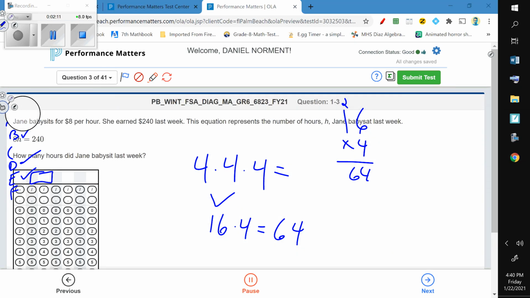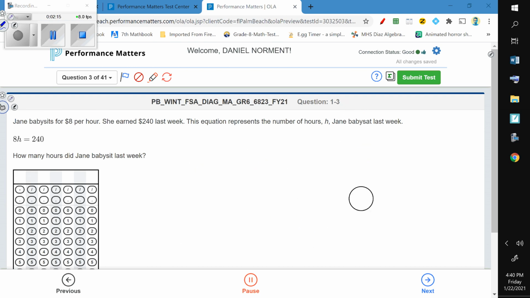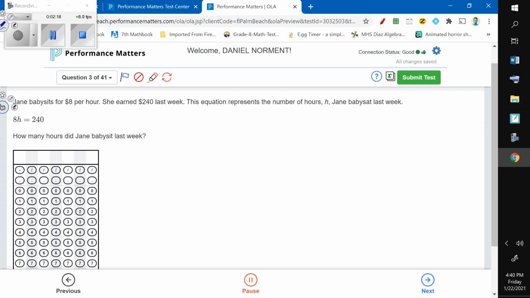Next, number 3. Jane babysits for $8 per hour. Oh, that's a unit rate because it says per. She earned $240 last week. How many hours does she work? Basically, all you're doing is solving this.